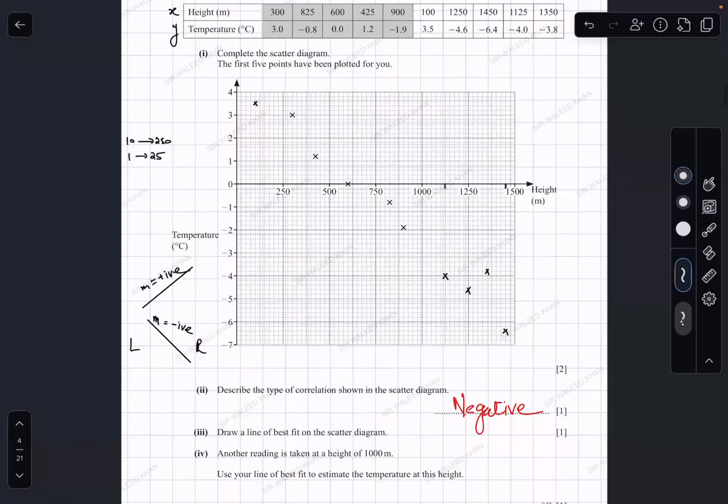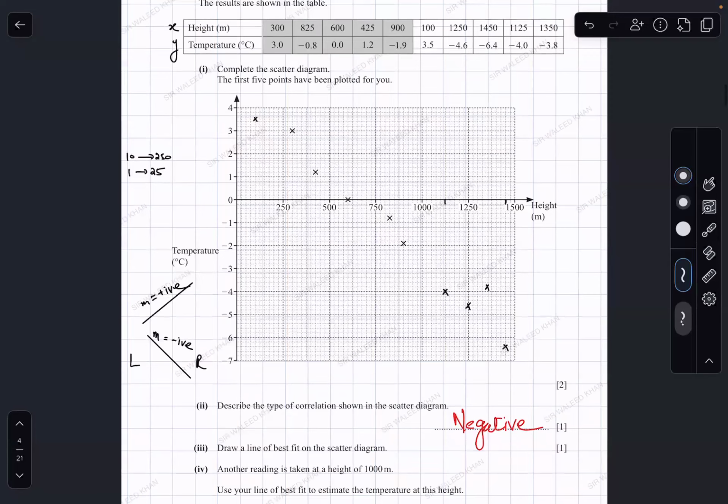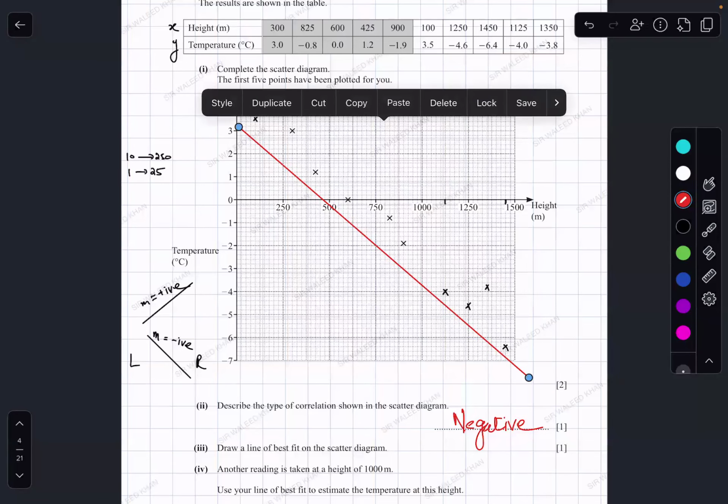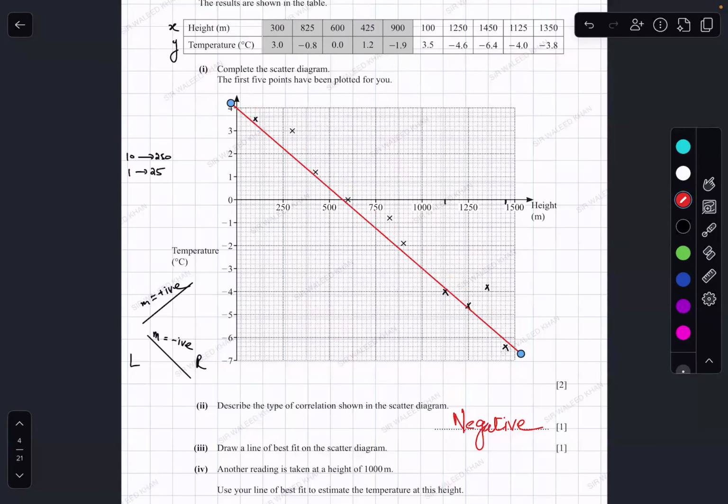Draw a line of best fit on the scatter diagram. So I'm just going to draw a line of best fit. Now it should be a line which will touch as many points as it can, and then the rest of the points it will balance above and below the line. So let's draw a line, and then I'm going to try to balance it out. So you place your ruler and watch from above.